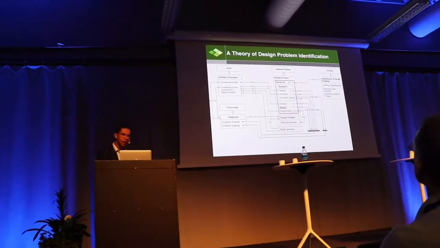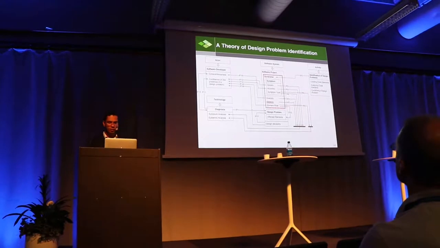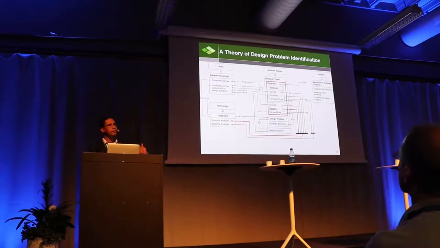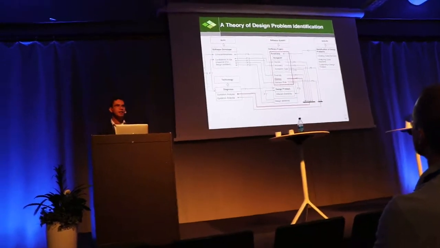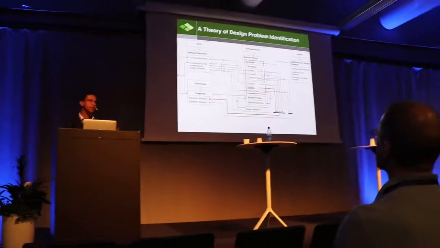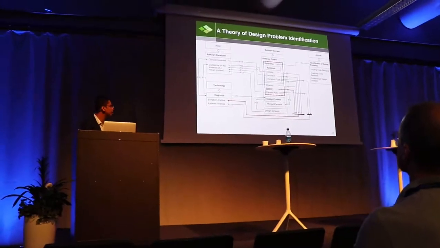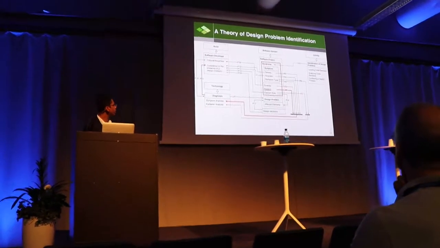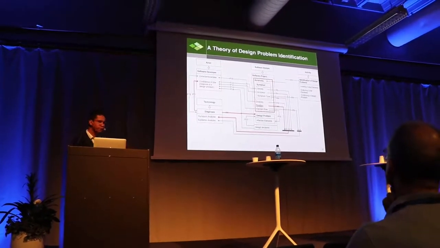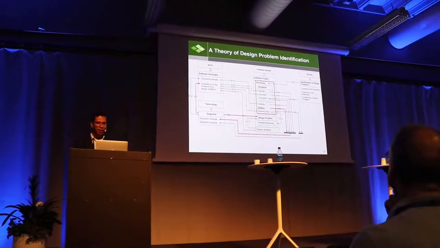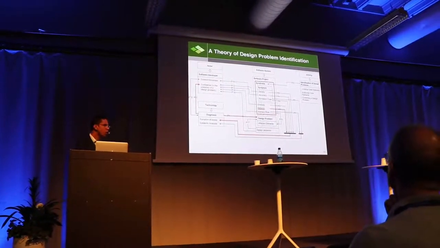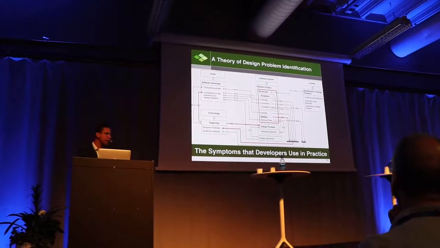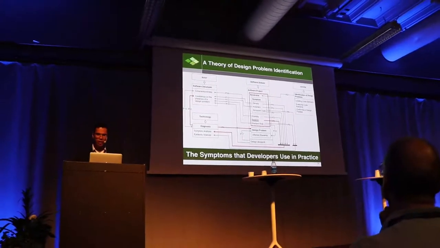One of these constructs is how the symptoms are related to each other. In that case, this relation is used, for instance, to analyze the symptom and the element. And during the analysis, the quality of the symptoms and the way that the symptoms appear in the source code influence the confidence of the developer in identifying a design problem, which then finally helps him to find the problem or not in that element. Unfortunately, I cannot go through all of these constructs. However, I will explain a little bit about some constructs related to the symptoms that developers use in practice.